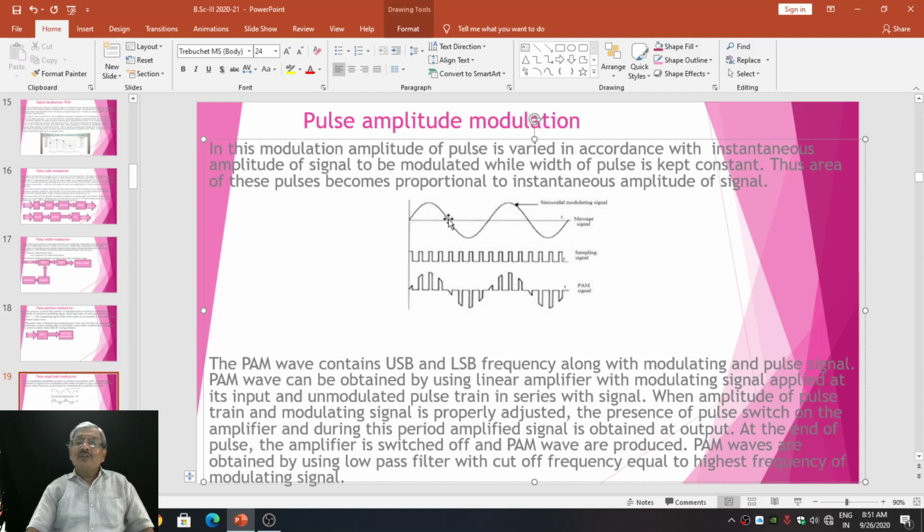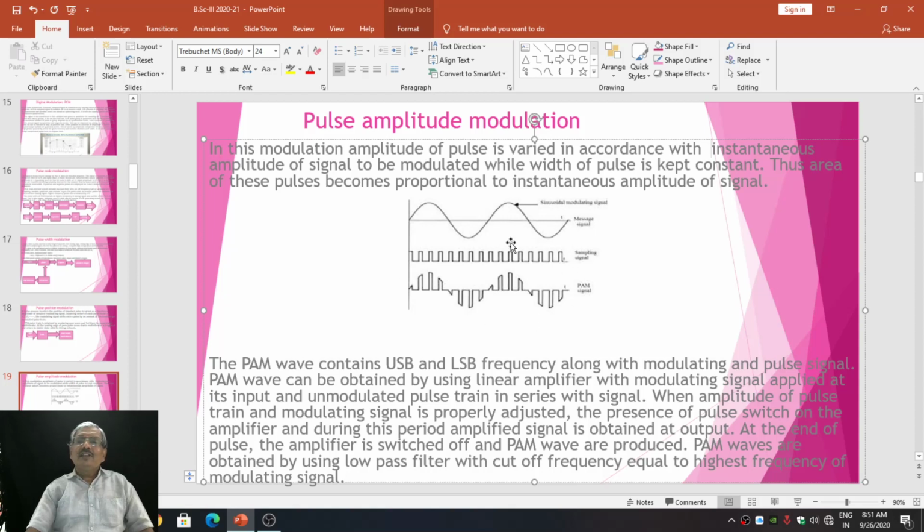When the amplitude turns negative, the amplitude of the pulse also changes to negative. When it reaches the negative peak, the amplitude becomes maximum at the negative peak. Again, as the amplitude goes on changing, the amplitude of the pulse also changes, and this process repeats throughout the entire input signal to be modulated.